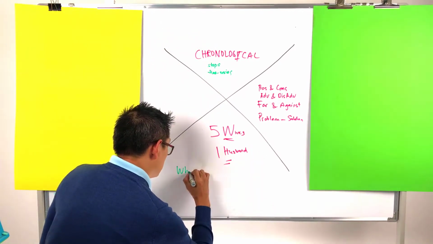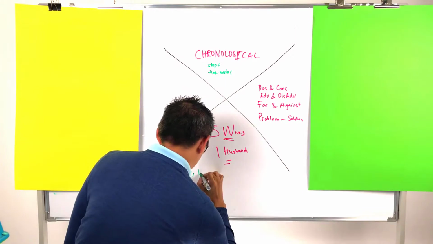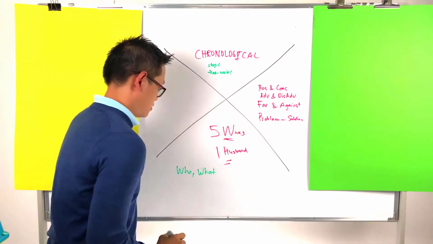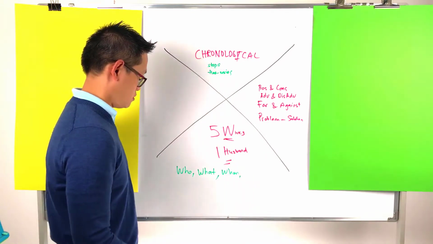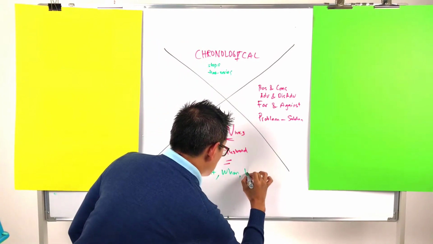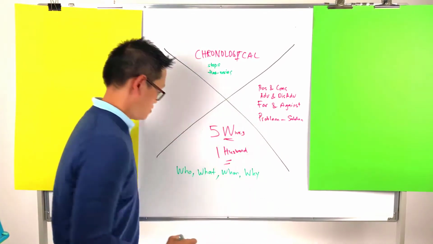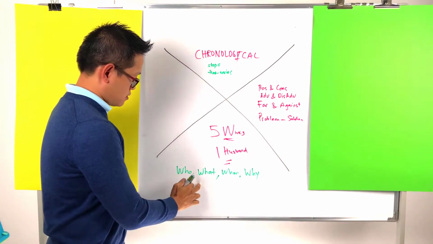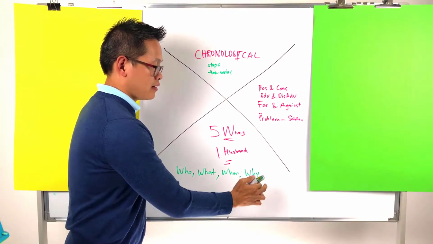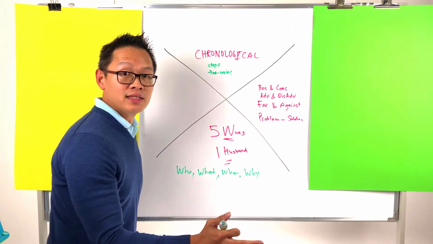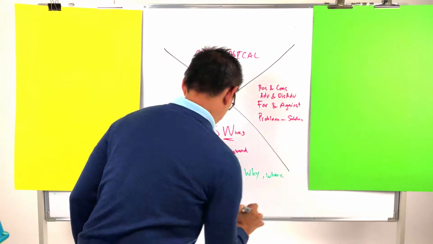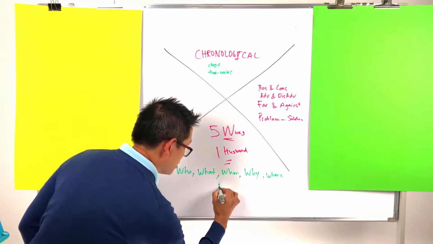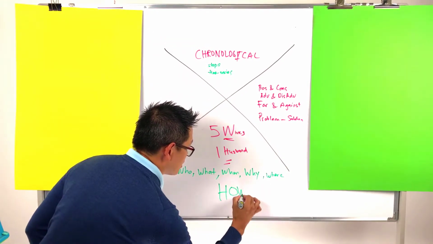So what is the 5W? First, who? Then, what? Then, when? Why? And where? Of course, the H would be the big how.